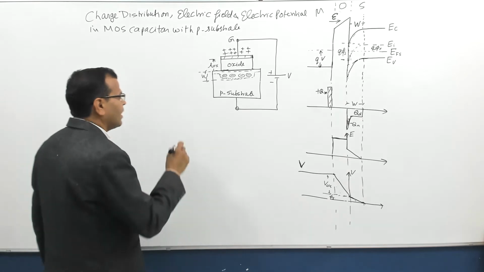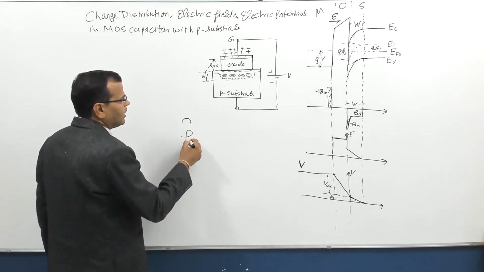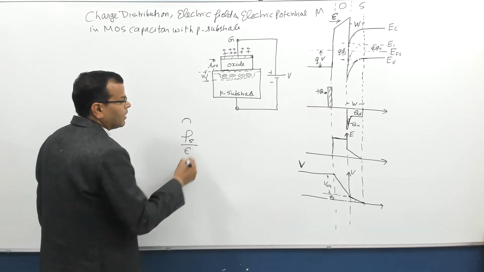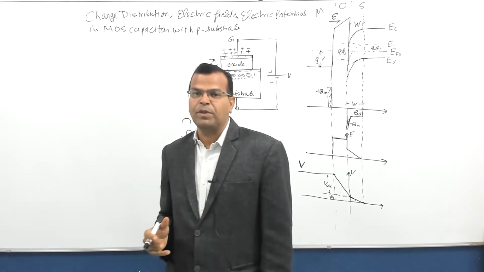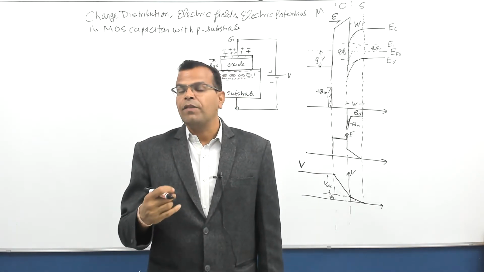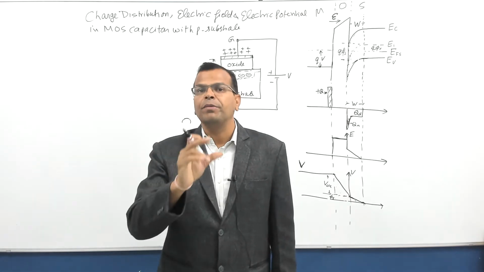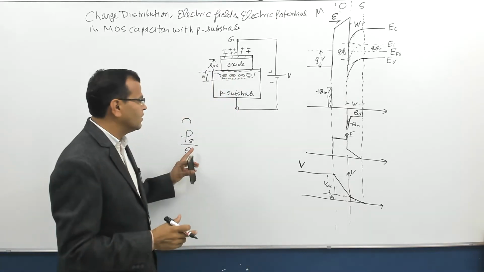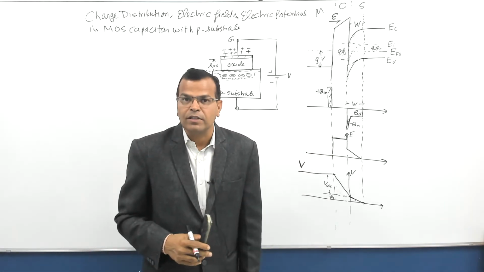And if you remember, the electric field in a parallel plate capacitor is given by what? The charge density by epsilon. You need to recall your electromagnetics for that purpose. If you have the surface charge density and divide it by the permittivity of the medium, I get the electric field intensity. So electric field intensity here is constant.